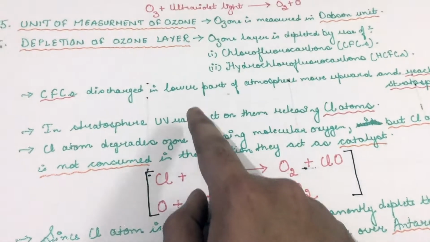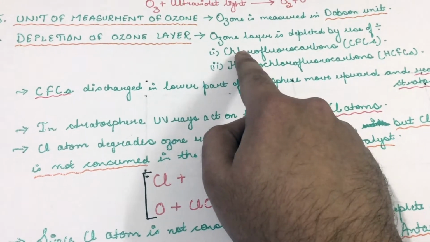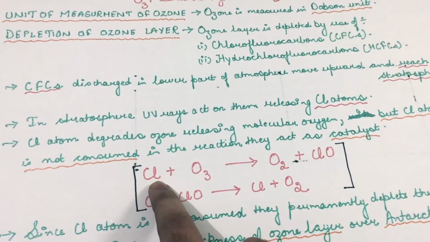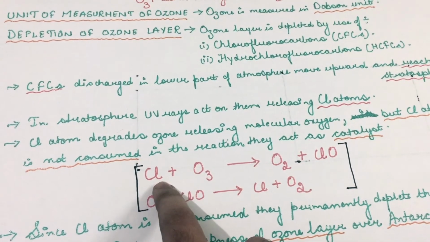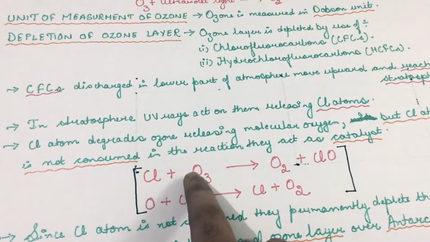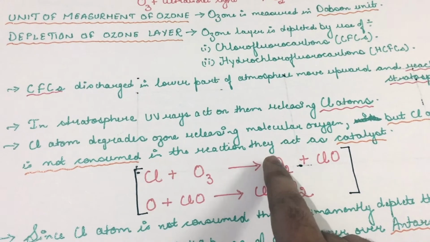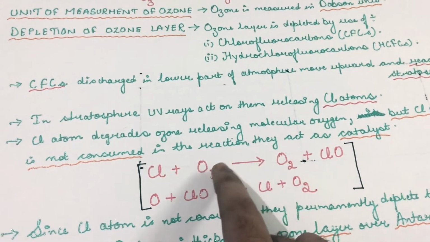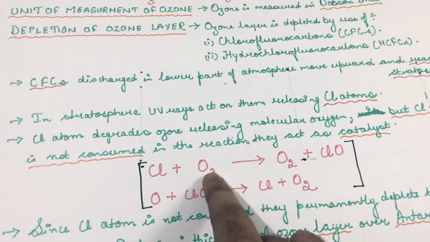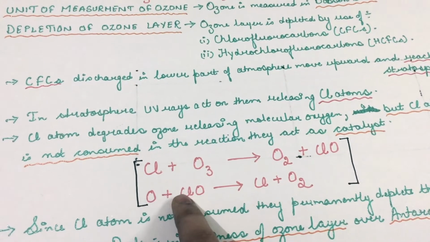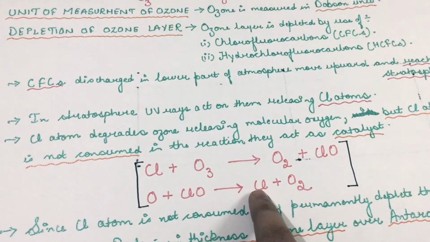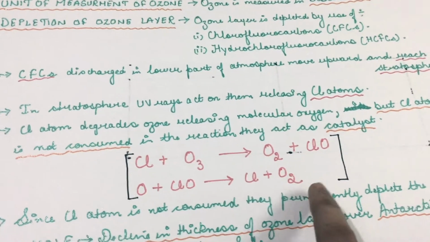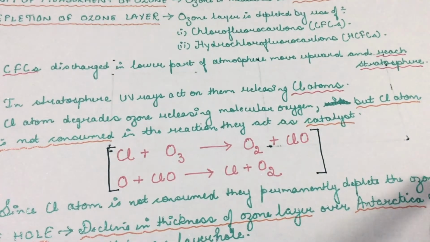So how is ozone depleted? By the action of CFCs. These CFCs release chlorine atoms in the stratosphere when UV rays act on them. This chlorine atom combines with ozone to form molecular oxygen. As a result, the ozone layer is depleted. And furthermore, these chlorine atoms are not consumed in the reaction, leading to permanent damage to the ozone layer.